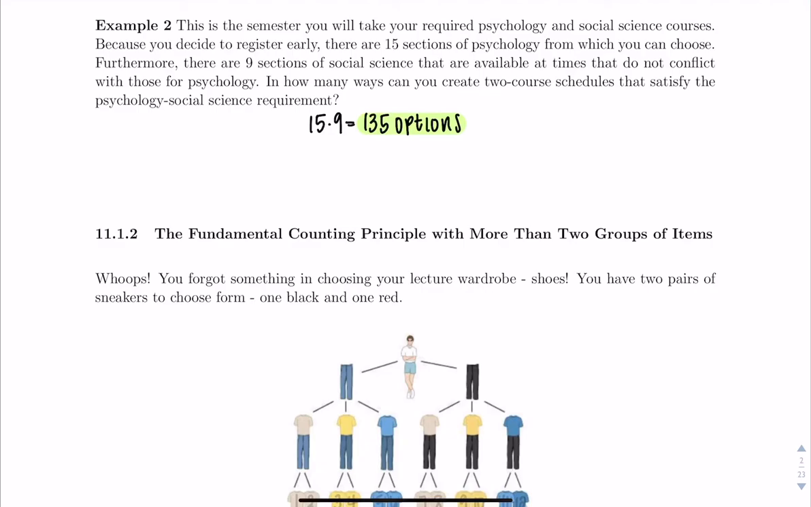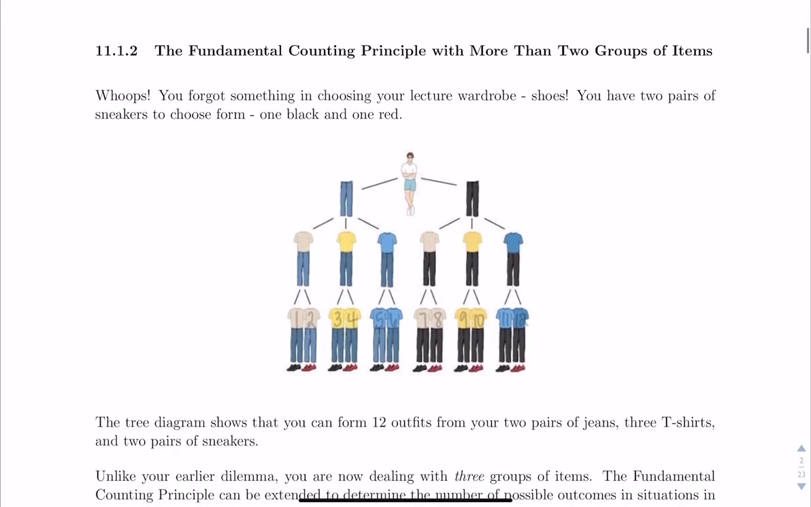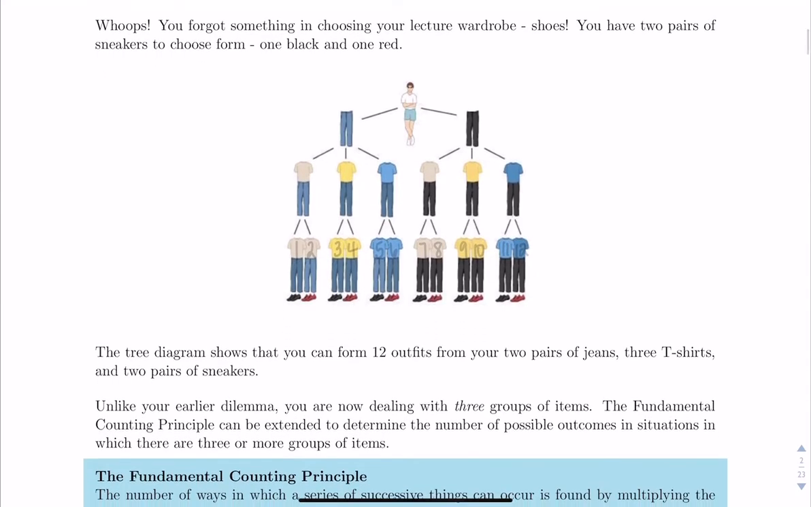Well, you forgot something in choosing your lecture wardrobe, shoes. So you have 2 pairs of sneakers to choose from, 1 black and 1 red. And so now our tree diagram has expanded. Now I've got 1, 2, 3, 4, 5, 6, 7, 8, 9, 10, 11, and 12. I've got 12 outfits that I can form with 2 pairs of jeans, 3 t-shirts, and 2 pairs of sneakers.